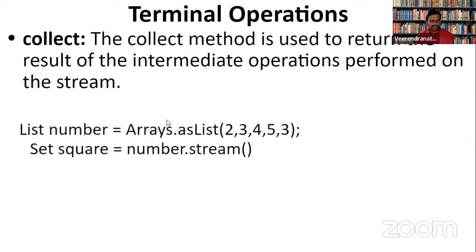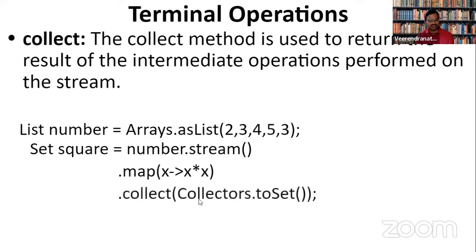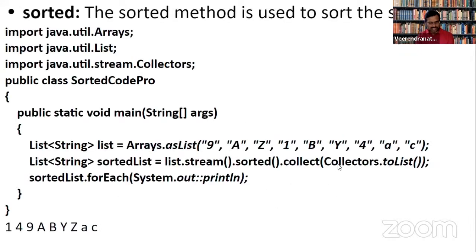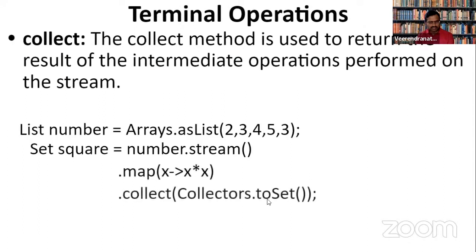Now you can see Arrays.asList 2, 3, 4, 5, 3. I'm trying to have a list of numbers. What I'm doing here is mapping each element to make it squared, so 2 square, 3 square, 4 square, 5 square, and 3 square. Then we collect, Collectors.toSet. Previously we were making them into a list, but here we are making them into a set.